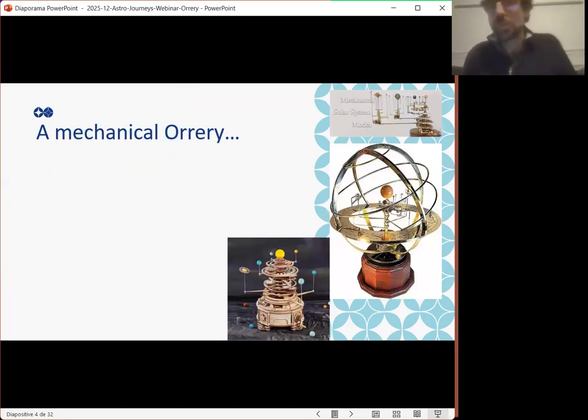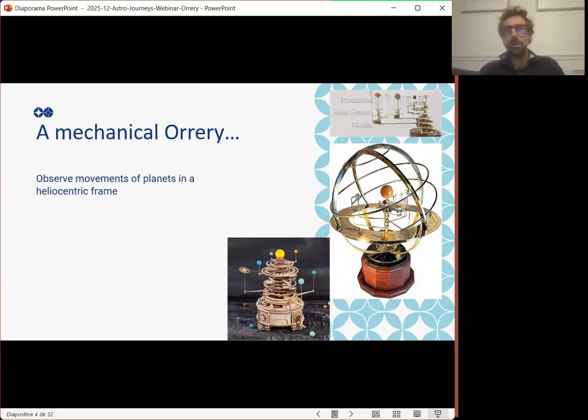To start with, you might know already about mechanical orrery that are very famous. I have 3 pictures here. That's a mechanical tool where you observe the movement of the planets in a heliocentric frame. So you have the sun at the center and all planets moving around. Of course, the size of planets is at a different scale than the distance in any orrery. If you had the same scale, then you will not see the planets.